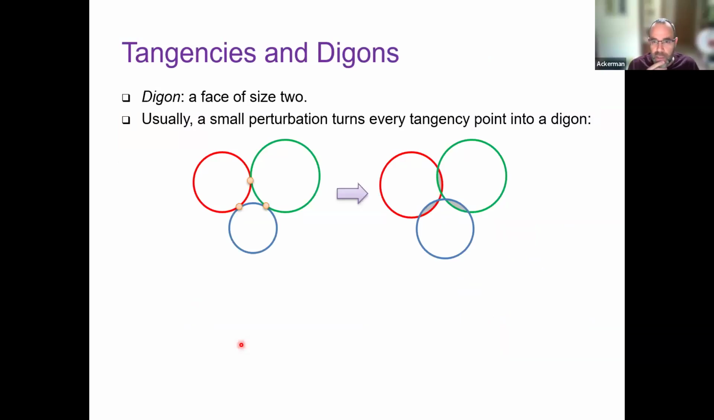Tangencies are also related to digons. These are faces of size 2. And in several cases, you can interchange between tangencies and digons. So, for example, going from tangencies to digons is easy.